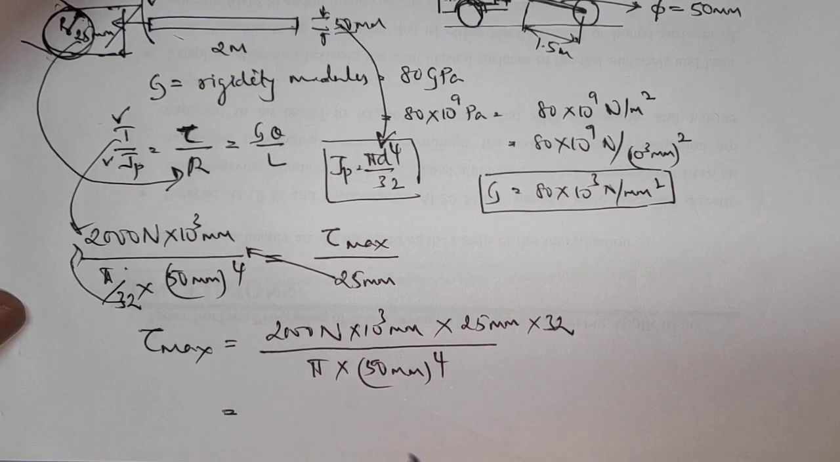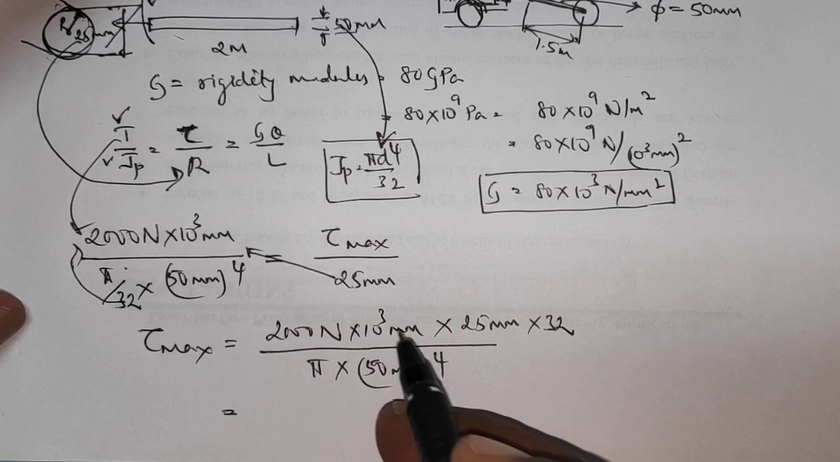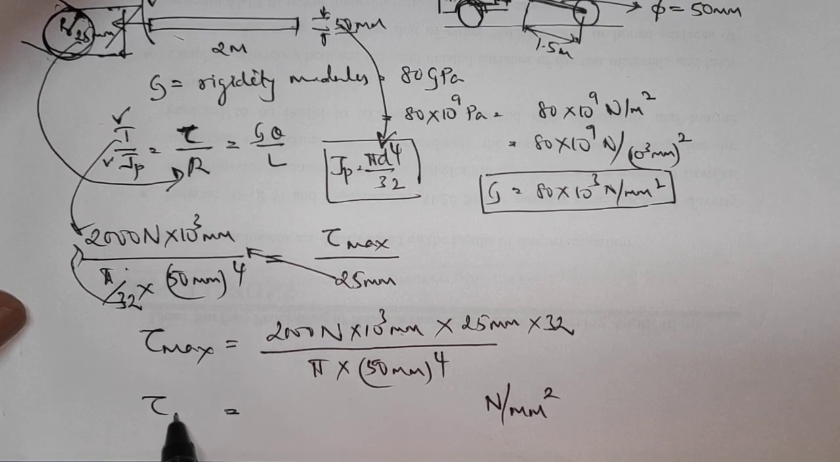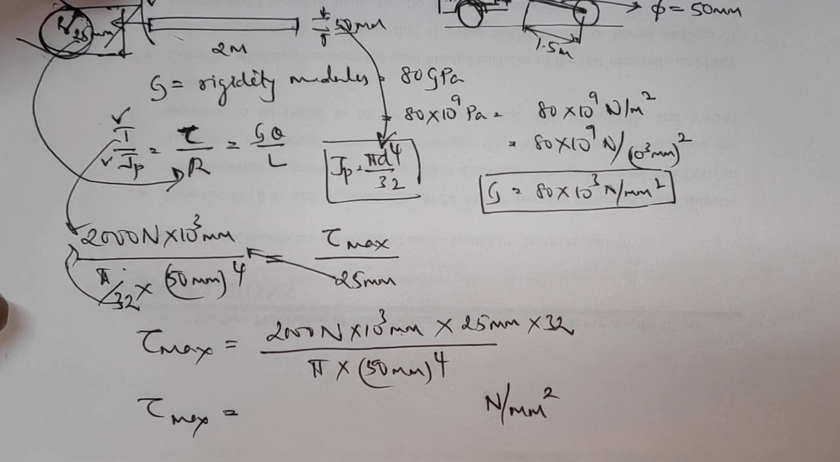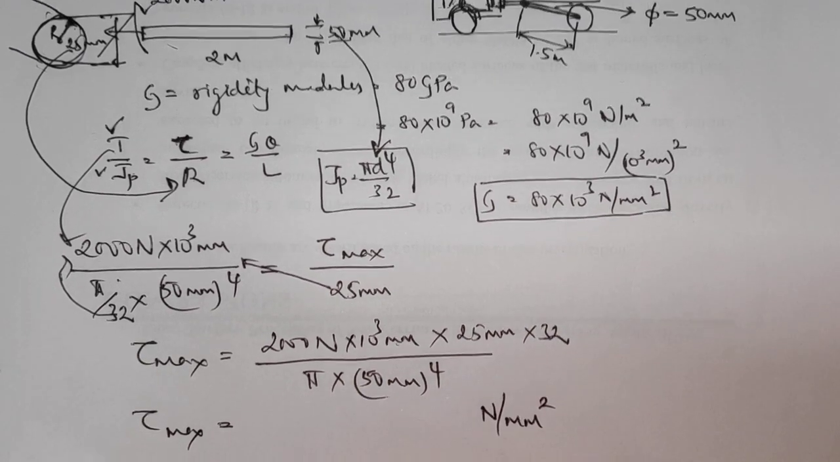Now we see the units, that here it is mm to the power of 4, here it is mm into mm square. So this cancels out, and you finally get the unit as Newton per mm square, which is the unit for the shear stress. So let us now find out the answer here.